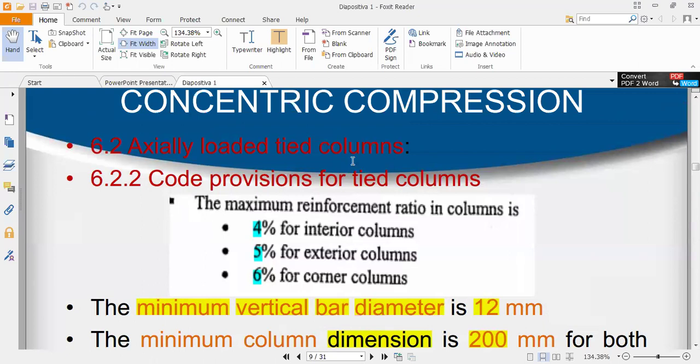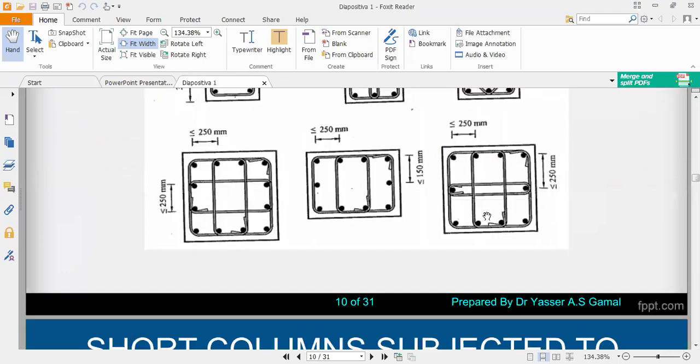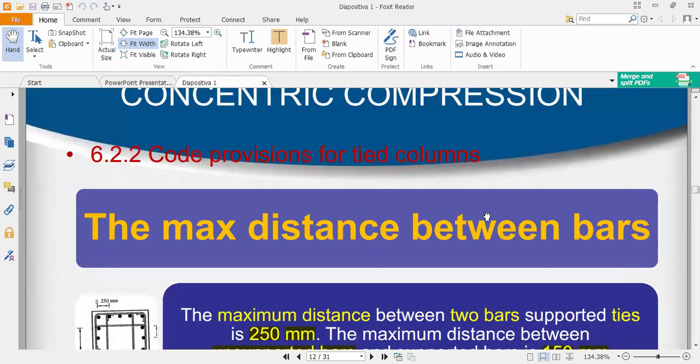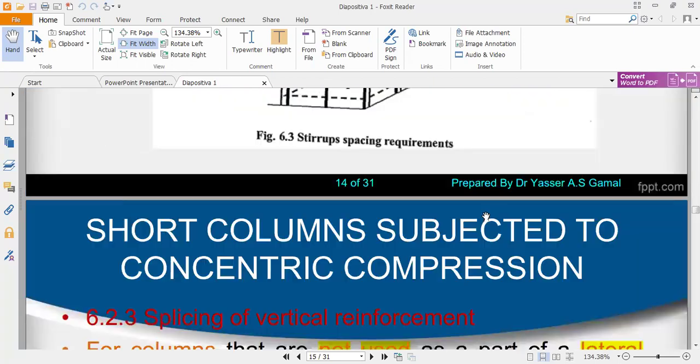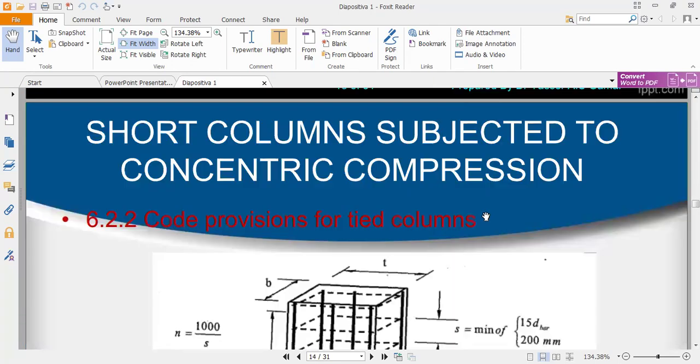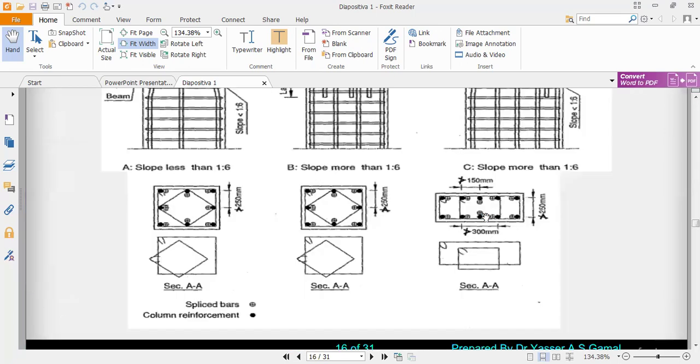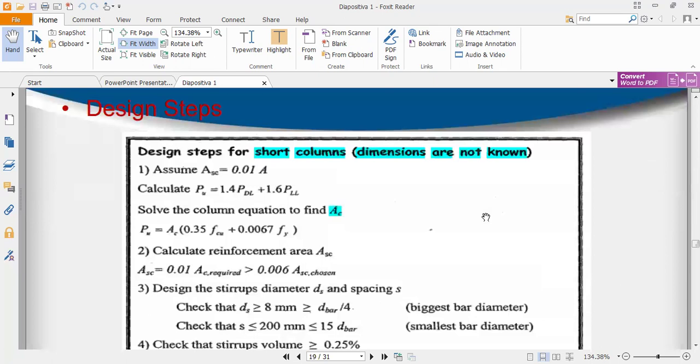I will explain the short column in the beginning, and after ending our lectures concerning the short column, we will explain in an expedited way the design of beams. Okay, Muhammad? Okay, doctor. Okay, we hope you understand what we will explain now. Okay. Through our lectures, we will move on to solving the problems. Okay.